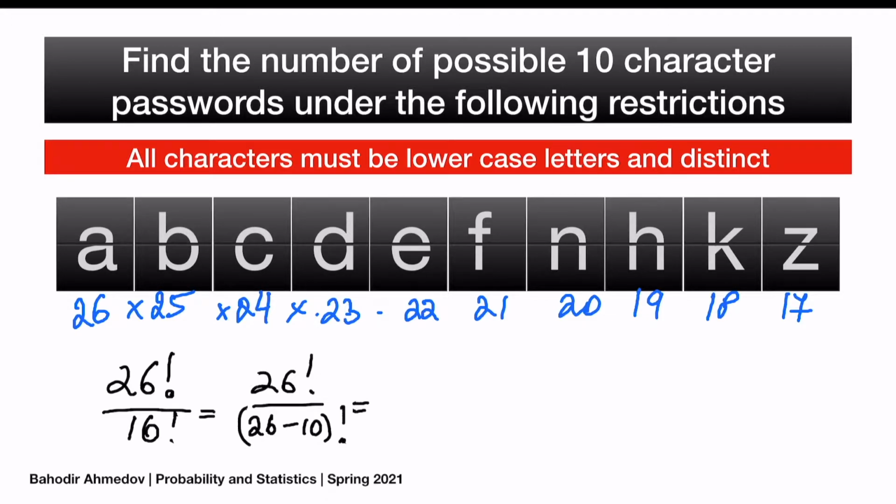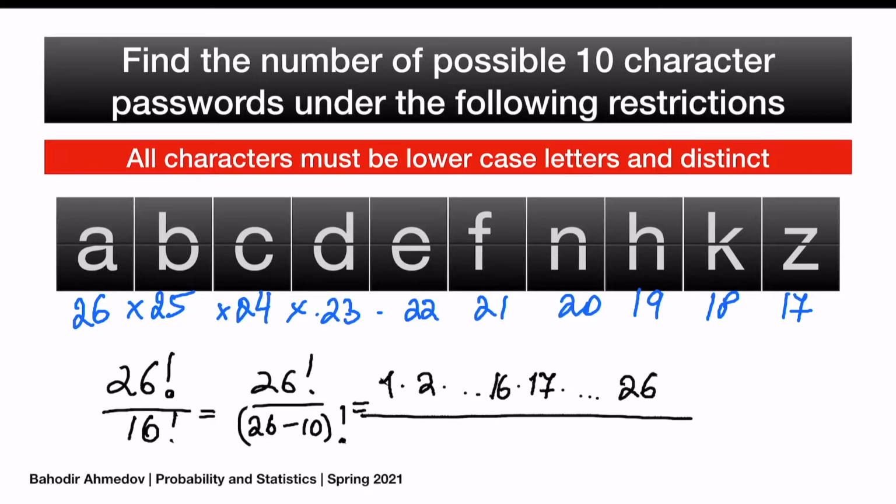Why is 26 factorial divided by 16 factorial exactly the multiplication of the numbers from 17 to 26? Because 26 factorial is the multiplication of the numbers from 2 until 26, right? And 16 factorial is the multiplication of the numbers from 2 to 16. So we can cancel this, and you're going to have the multiplication from 17 to 26. Okay? So please note that this is exactly the formula of P(26, 10).